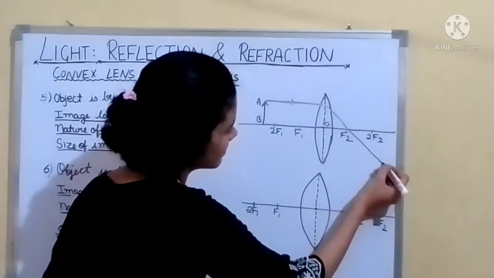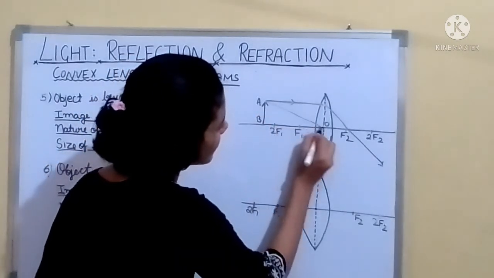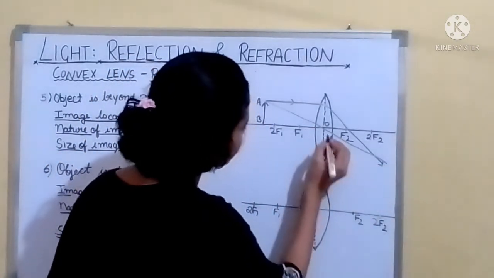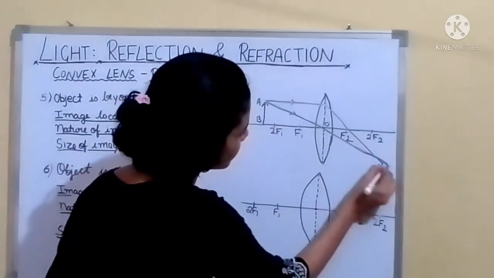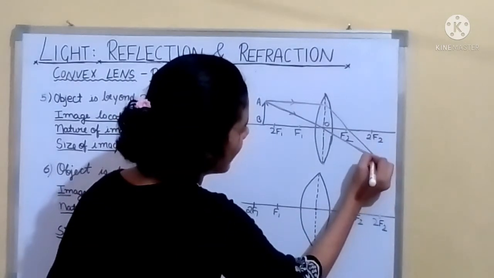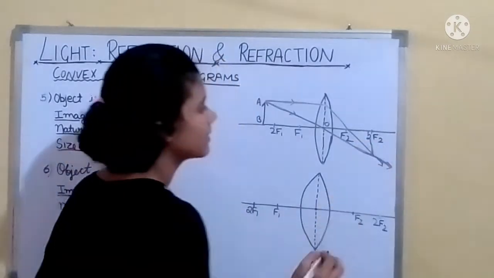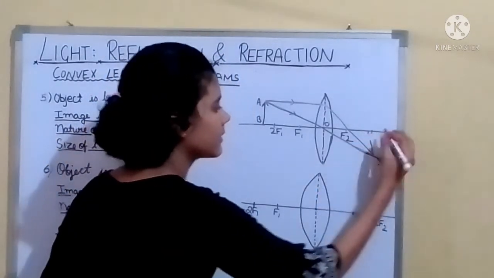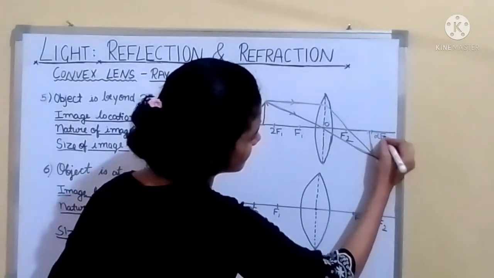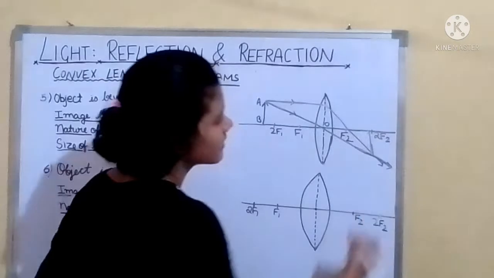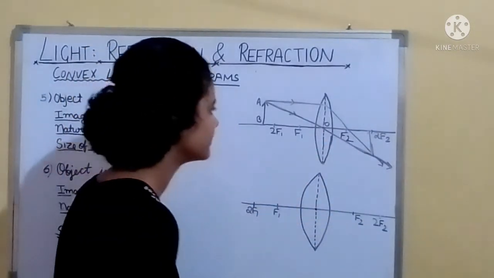Pass through f2. Then a ray will go straight through the optical center, and they will meet over here. Means it will meet between f2 and 2f2.